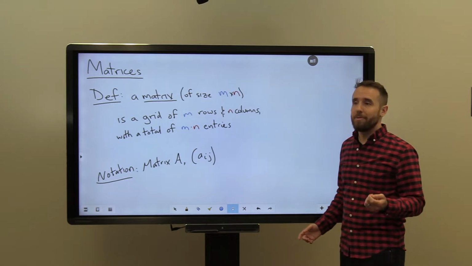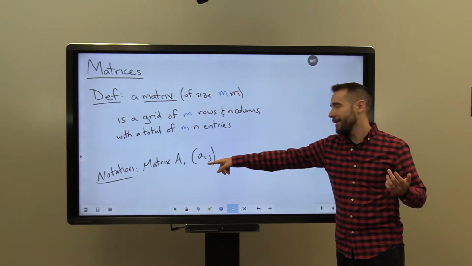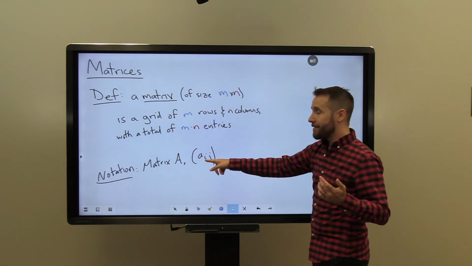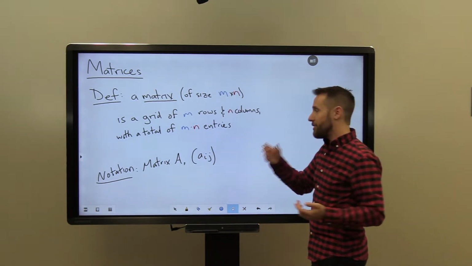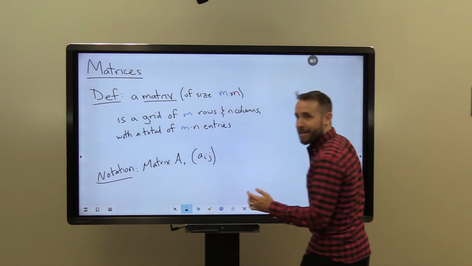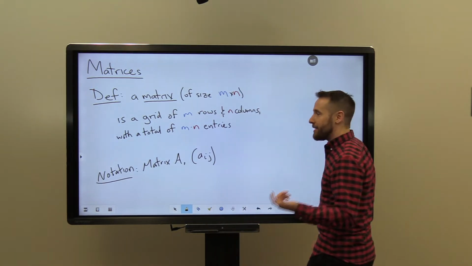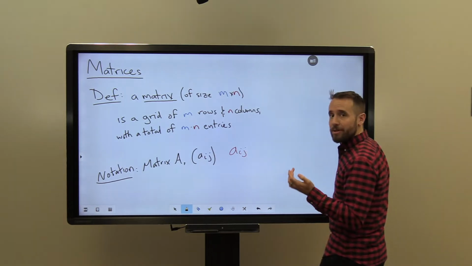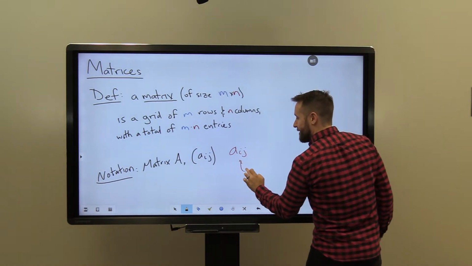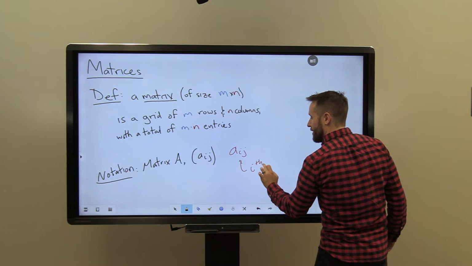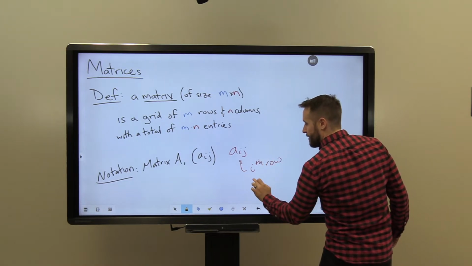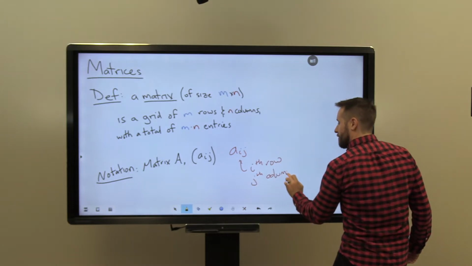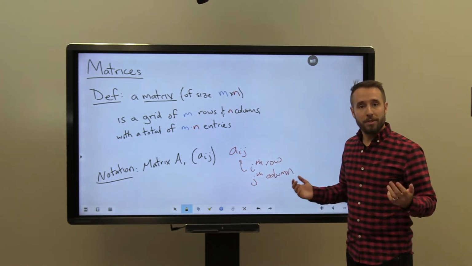Notationally, we'll usually denote matrices with an uppercase letter, like an uppercase A, or we'll use these soft brackets with the a sub ij notation. So the individual aij's are going to be the entries in the matrix. And so aij is going to be the entry in the matrix that is in the ith row and the jth column. Right, so that's how we'll denote that.